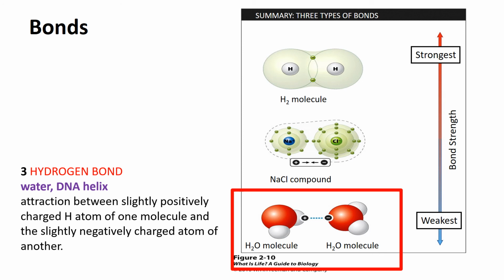But if you have a bunch of hydrogen bonds, then it becomes strong. Now, one important thing is that in order to have a hydrogen bond, you must have hydrogens, and you must have at least one of these three elements. So in addition to hydrogen, you must have either fluorine, oxygen, or nitrogen. Only these three elements can do hydrogen bonds.